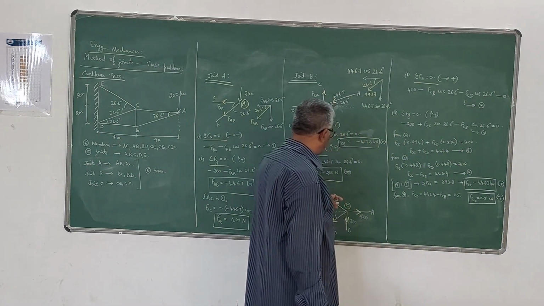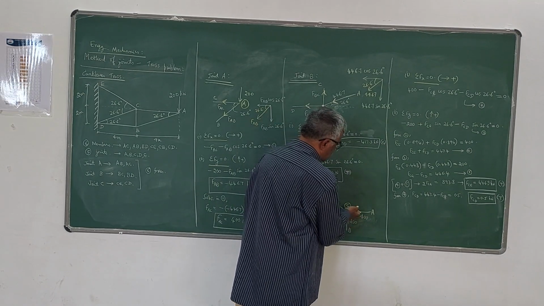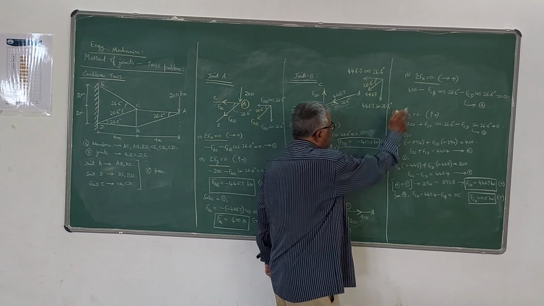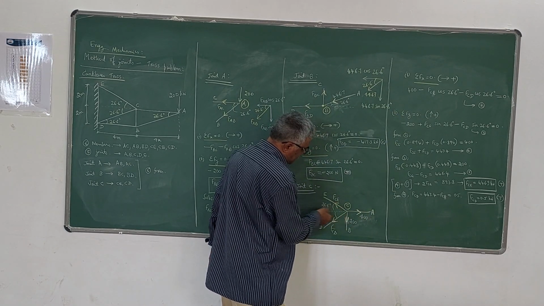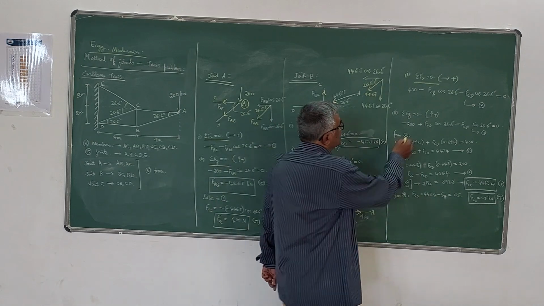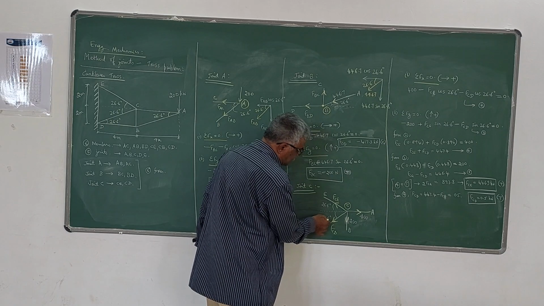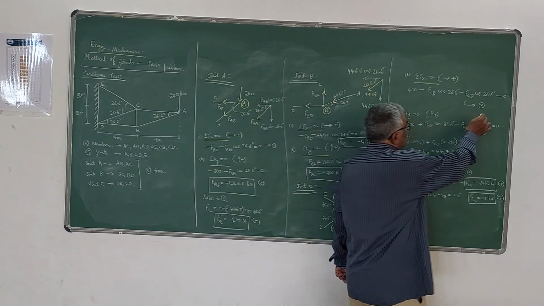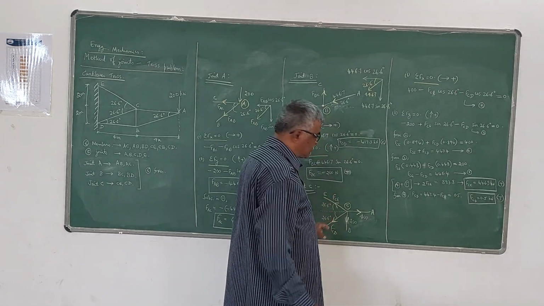Sigma Fx is equal to 0. Towards right is positive, so this is plus 400. If you resolve this, minus FCE cos 26.6 degrees, and this also, minus FCD cos 26.6 degrees is equal to 0. So we have to resolve these two now. I hope you know how to resolve this.